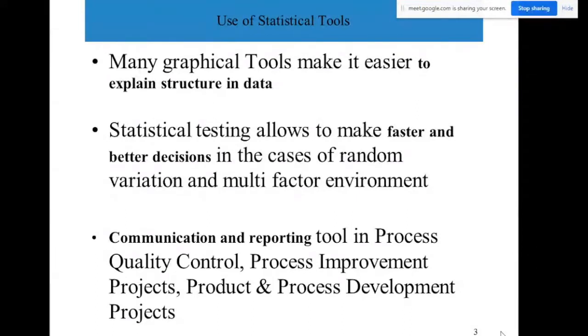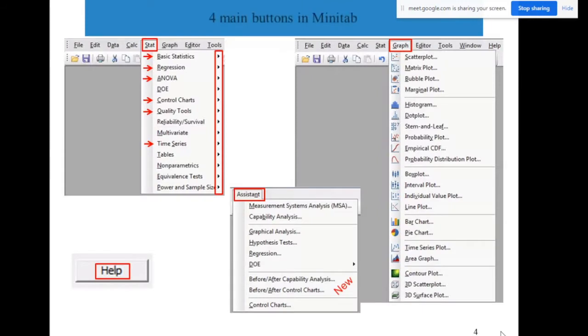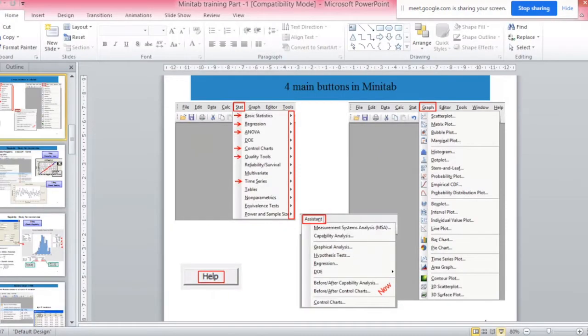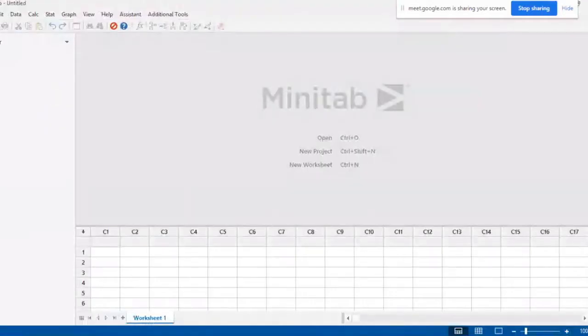This is used for quality control, and it is a very good tool for reporting or communication. If you show some data in Excel, it may be difficult to interpret. Minitab will help you with graphical analysis of the data, and then it is easy to communicate. It is used for process improvement projects, and also for product and process development.